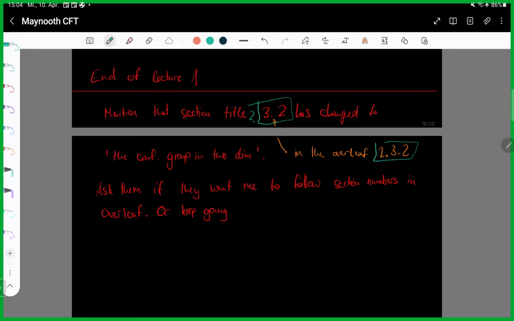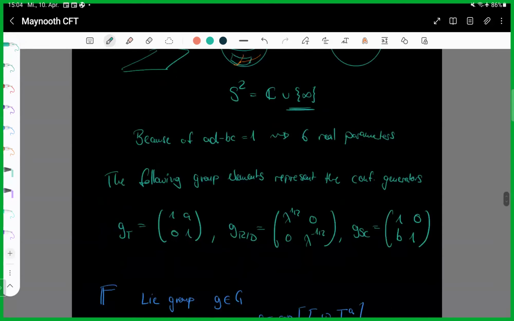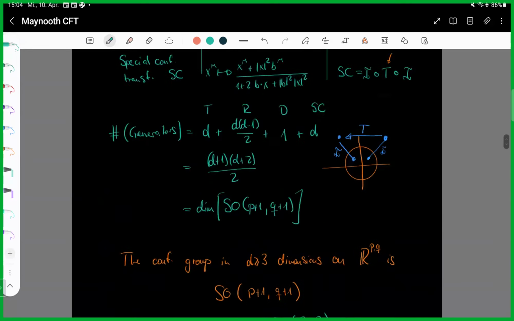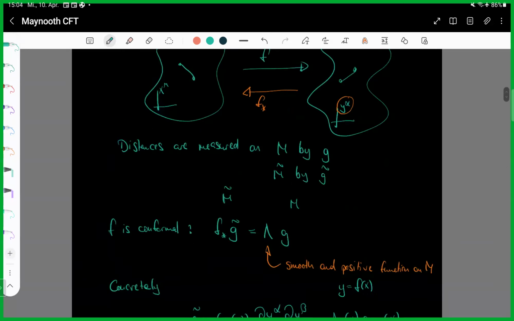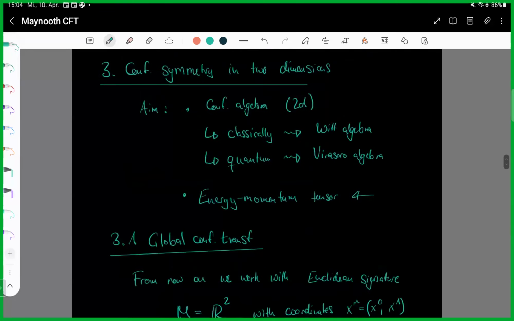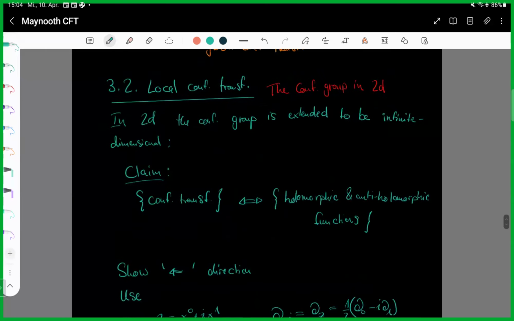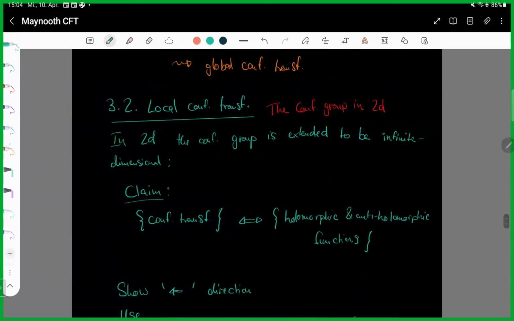All right, and then the other thing is I noticed a minor mistake that I had in the notes and also in my preparation yesterday in the lecture. Section 3.2. Here we go. I called that local conformal transformation, but that's actually not the correct section title. The correct section title should be the conformal group in 2 dimensions. I hope that doesn't cause too much trouble.